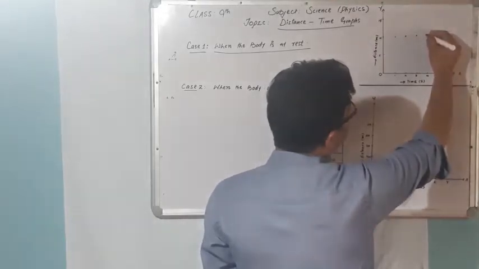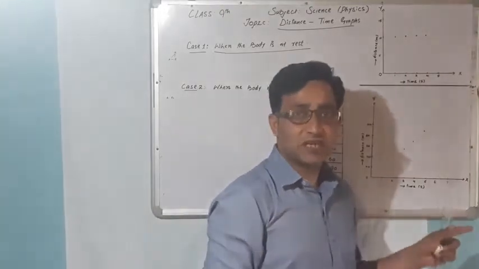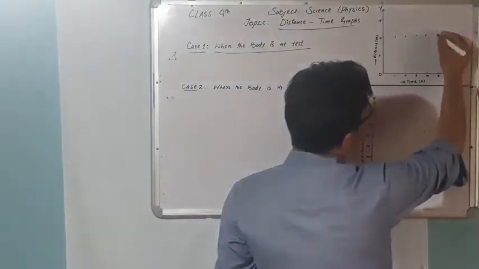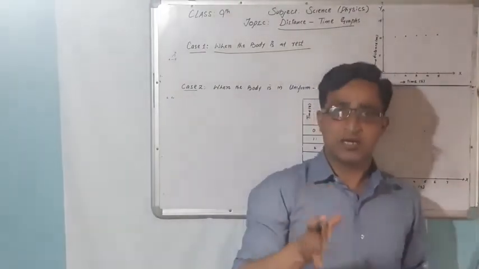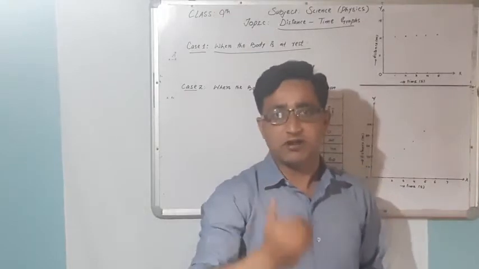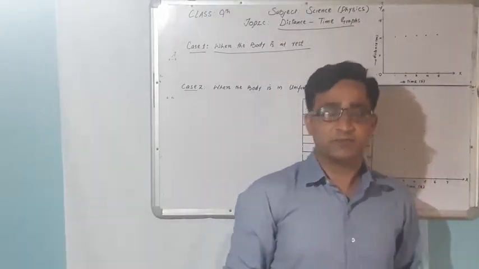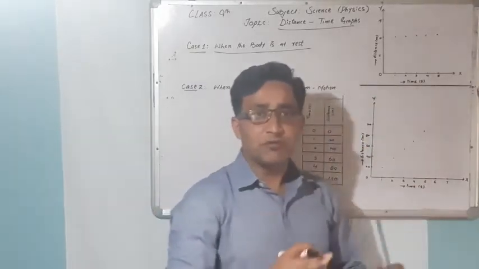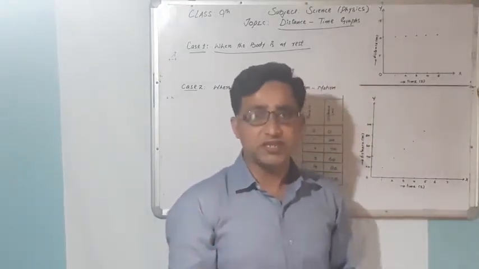Similarly, after 4 seconds the body will lie at the same distance, that is 10 meters away from the origin. After 5 seconds the body will also remain at the same position where it was initially. So here we noticed that at every instant of time the position of the body does not change, it remains at rest, it remains stationary.